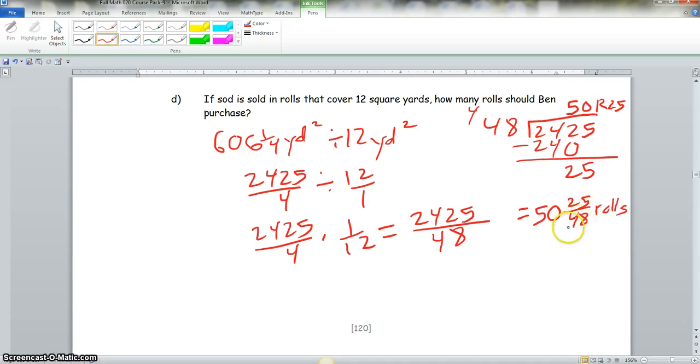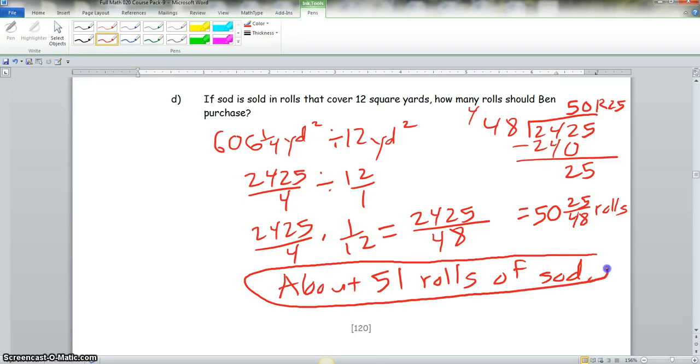But we know in real life, most places are not going to sell you 25/48 of a row. So what you would have to do is write about, or you could write approximately, either one, about 51 rows of sod. And that will be our final answer. Now you could write it like this, and there's another way you could write it. You could do an approximation symbol too, and put approximately 51 rows of sod. Either one of these would be acceptable.